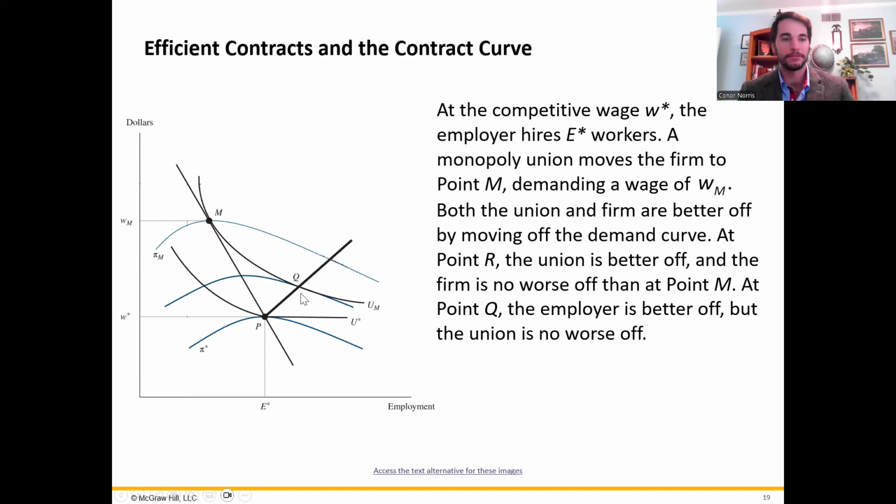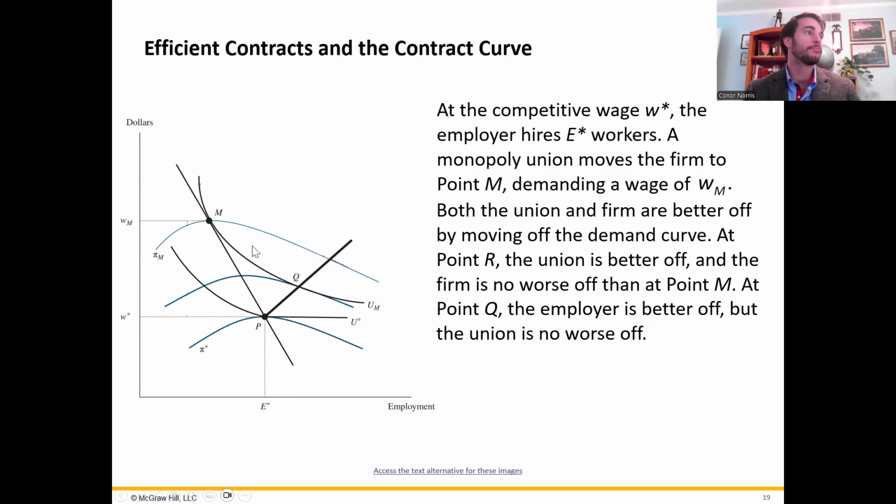So the union would be indifferent between this point M here and the point Q down here, because while they may be receiving lower wages per worker, it's not only a smaller decrease of employment, it's actually an increase in employment. We're moving to the right of the initial employment level. So for the union, they would be likely to accept wages here. It's a reasonable offer from the firm.